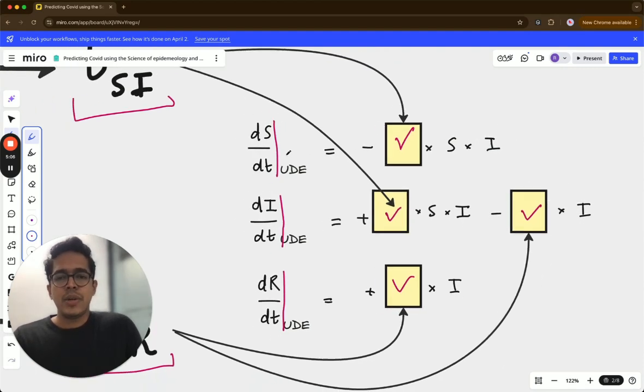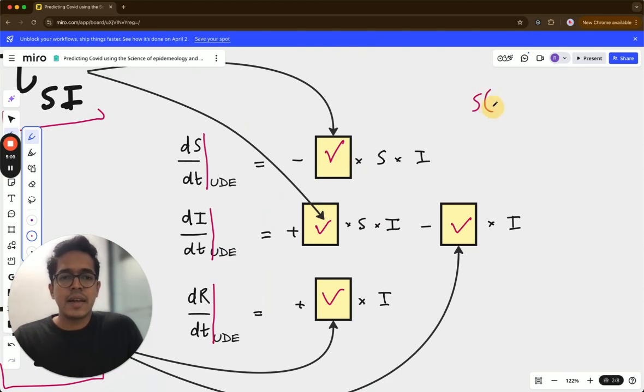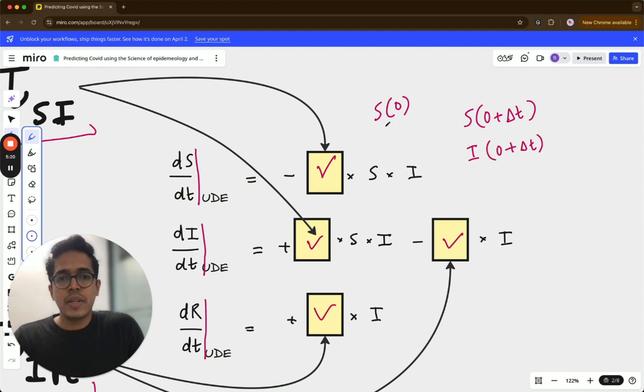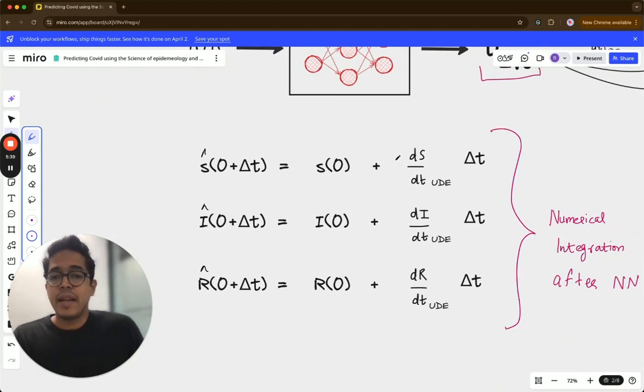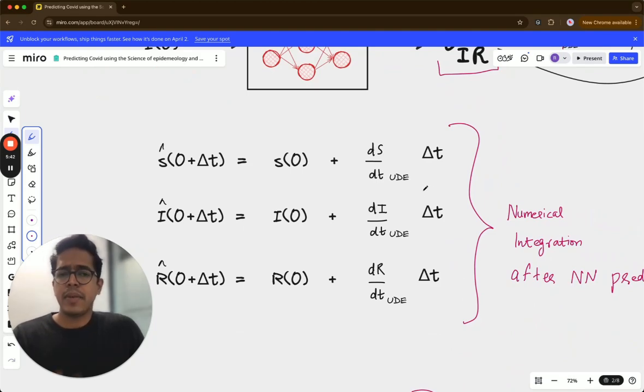Now, what you can do is solve for S of, let's say, 0 plus delta t, for a new time point. Similarly, I of 0 plus delta t. So you know the initial conditions, you know S of 0, R of 0, and I of 0. From this and from the knowledge of dS by dt, which is predicted using the neural network, you can now calculate or estimate S, I, R for a new time point, let's say 0 plus delta t. And how do you do that? You do that using numerical integration. Numerical integration can be done in a very sophisticated manner. Here I'm showing you the simplest, the Euler method of numerical integration.